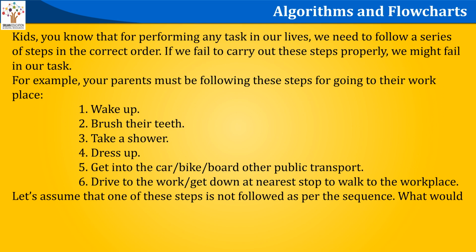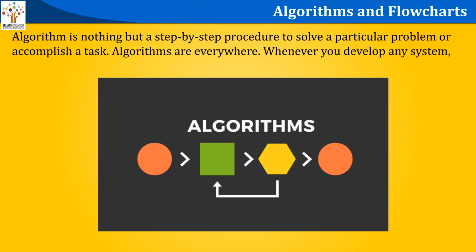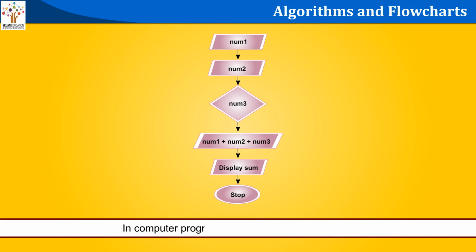Let's assume that one of these steps is not followed as per the sequence. What would happen? It would spoil the whole day's schedule. Algorithm is nothing but a step-by-step procedure to solve a particular problem or accomplish a task. Algorithms are everywhere. Whenever you develop any system, you have to first develop an algorithm to run it. In computer programming, an algorithm is a set of well-defined instructions in sequence to solve any problem.